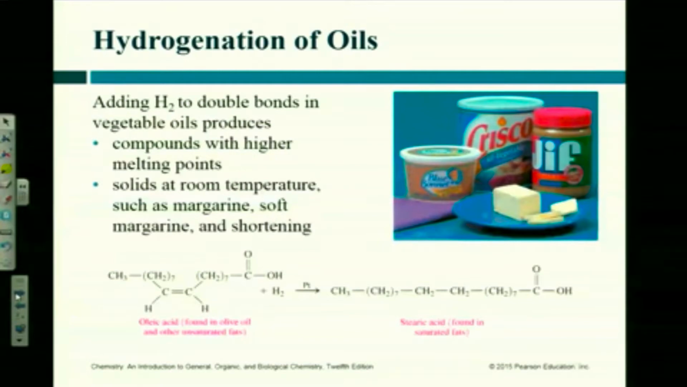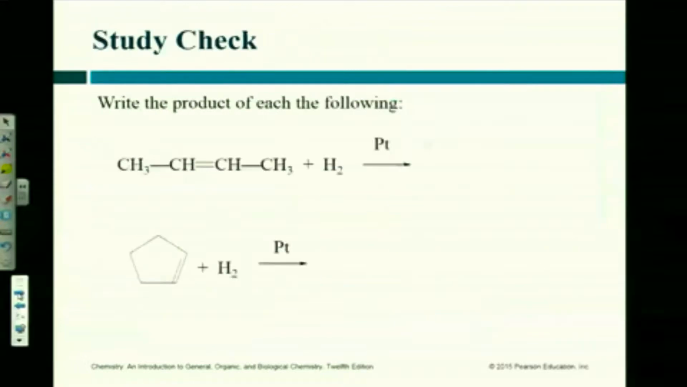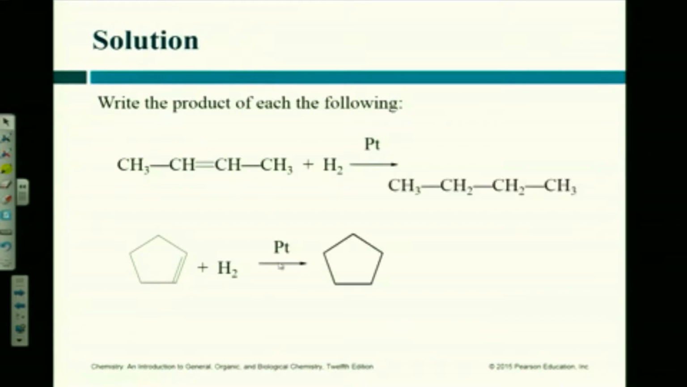So this is how they make all these margarines and stuff at room temperature, shortening. Tastes good. I give you that. It does taste good. All right, give me the products of these two reactions here. Can you draw them? This one's easy. Anybody do this one real quick? Oh, crap.